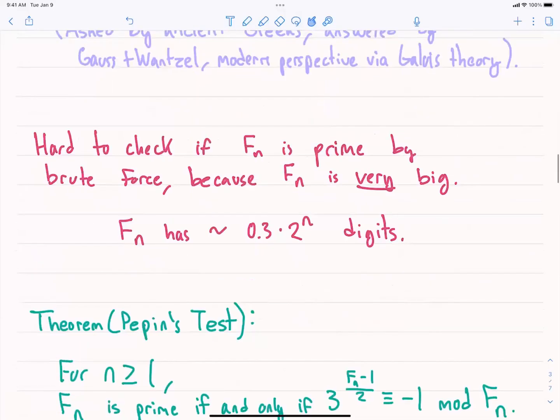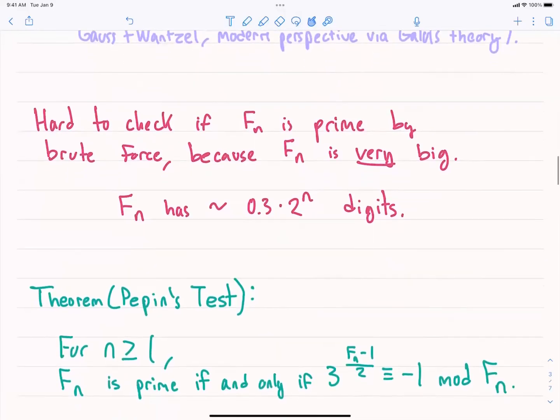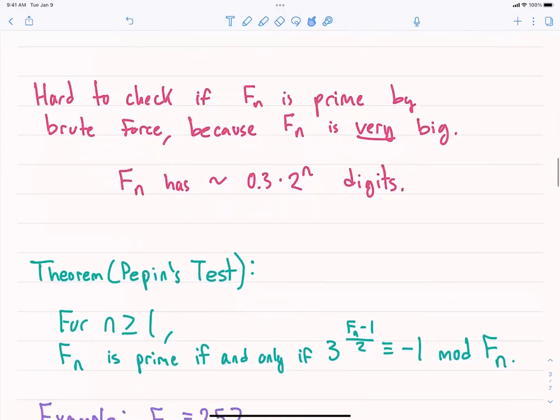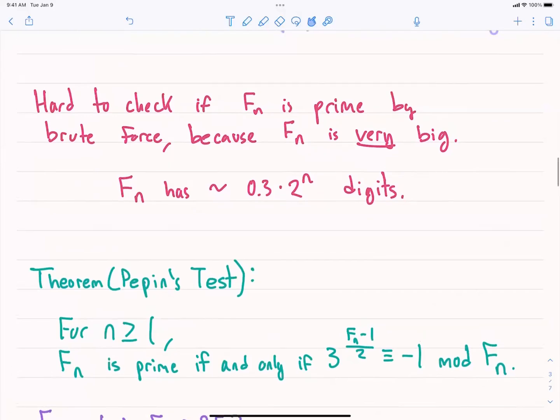But we have a theorem, just like the Lucas-Lehmer test for Mersenne primes. We have Pepin's test for Fermat primes. This says for n at least 1, Fn is prime if and only if 3 to the (Fn minus 1) over 2 is congruent to minus 1 mod Fn. And this is a much easier thing to check once Fn gets very big.